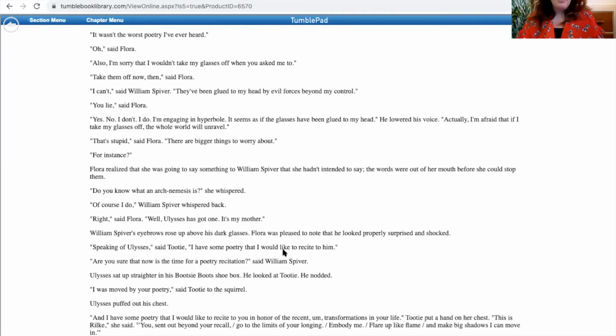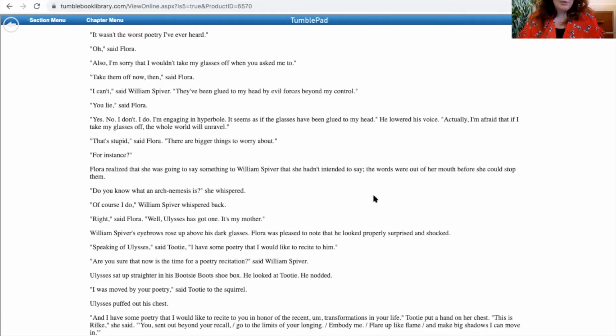For instance, Flora realized that she was going to say something to William Spiver that she hadn't intended to say. The words were out of her mouth before she could stop them. "Do you know what an arch nemesis is?" she whispered. "Of course I do," William Spiver whispered back. "Well, Ulysses has got one," said Flora. "It's my mother." William Spiver's eyebrows rose up above his dark glasses. Flora was pleased to note that he looked properly surprised and shocked.